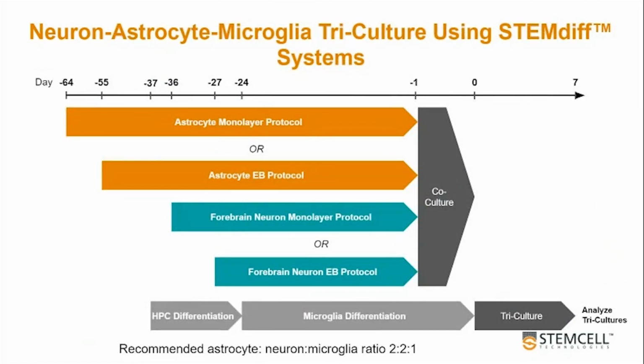We also tried to mix forebrain neurons, astrocytes, and microglia together. This is the workflow of the triculture. Basically, we did the neuron-astrocyte co-culture first, and then seeded microglia onto them.